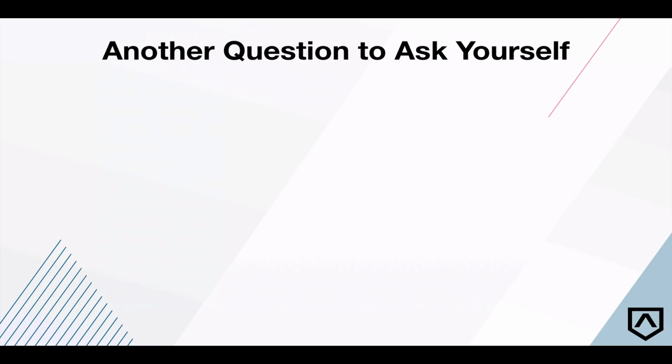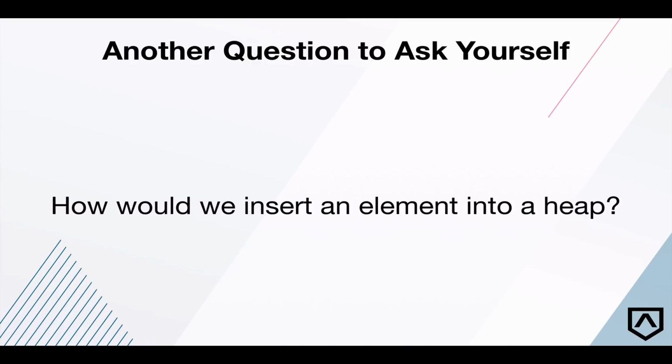So as another follow-up question to ask yourself, we've talked about how we might go about deleting from a heap. Of course, that begs the question of how do we perform the inverse operation? How do we actually insert an element into a heap? We're not going to talk about it here in this video, but definitely take some time to try to answer that for yourself. Draw it out on some paper with an example heap, with some example inputs, and you want to think about a couple of use cases, right?